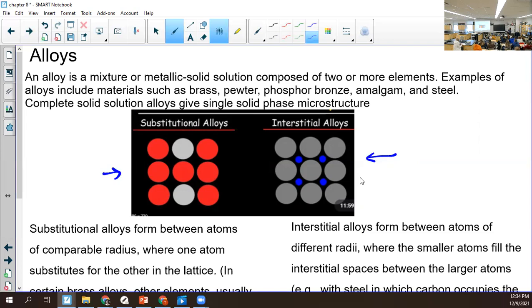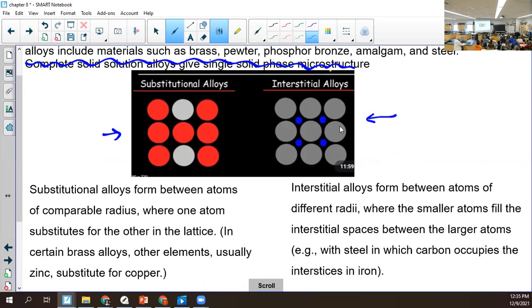All right, complete solutions, solid solution alloys give single solid phase microstructure. Don't stress about that. I should have just deleted that bottom line because that is no longer on the AP test and was very confusing. Okay, there are two types of alloys you'll be held responsible for. They are substitutional alloys, and the name and the definition make sense. In substitutional alloys, you have metal atoms that are around the same size, and you just substitute other ones in. That's it. So in the structure, instead of having 9 reds, you now have 7 and 2 grays. And that can give it better properties or worse properties, depending on the alloys. But we just substitute something in where we normally have the other piece.